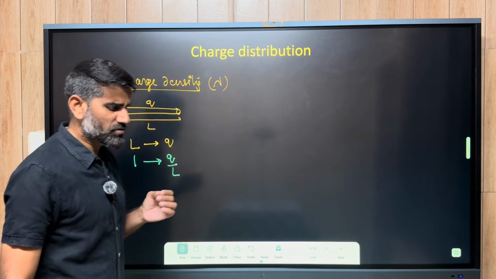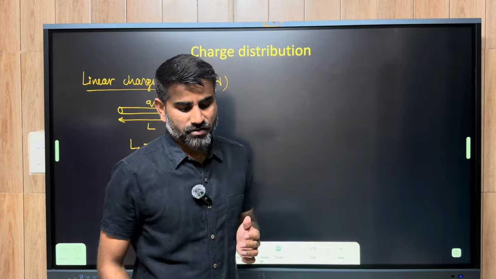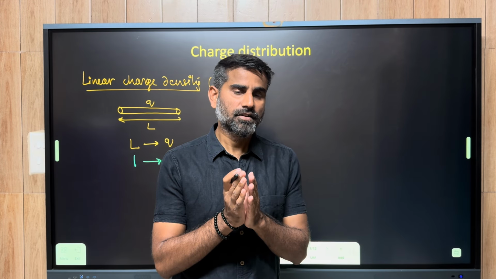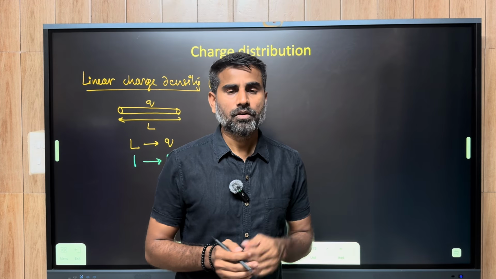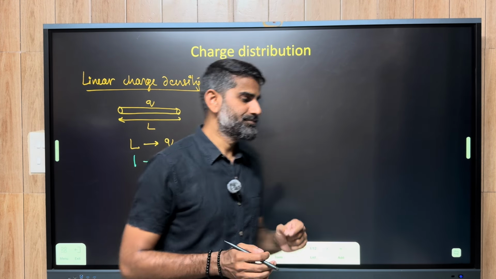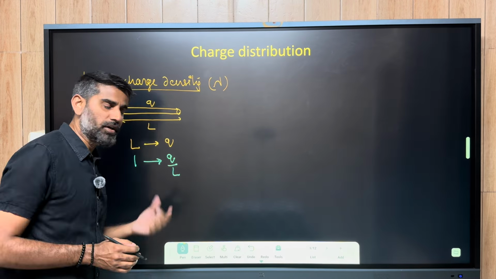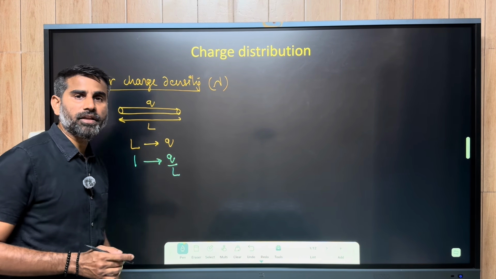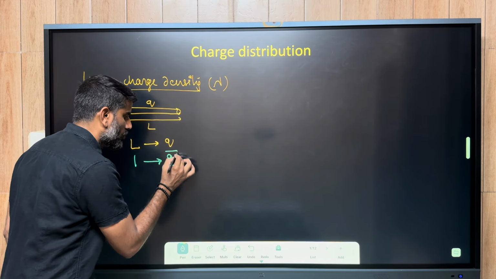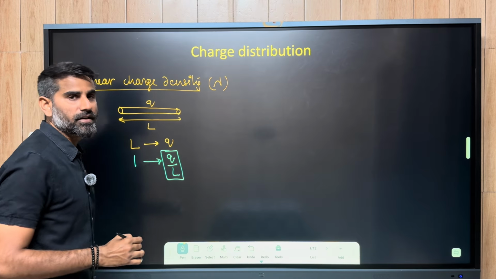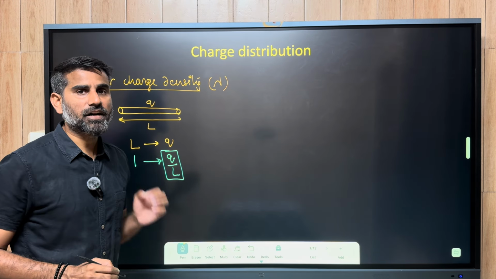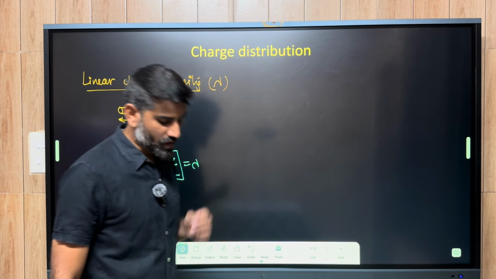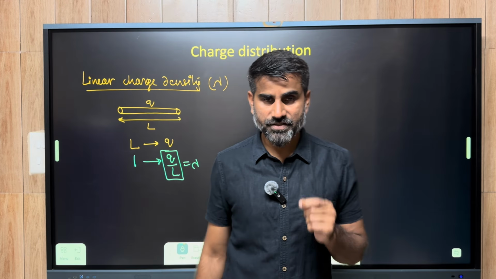It is a simple, basic calculation, like if the cost of 20 pens is 100 rupees, what is the cost of each pen? That means 100 by 20. So per unit length, what is the charge distribution? That is Q by L. This ratio of charge to length is called linear charge density. I'm going to define this linear charge density again.